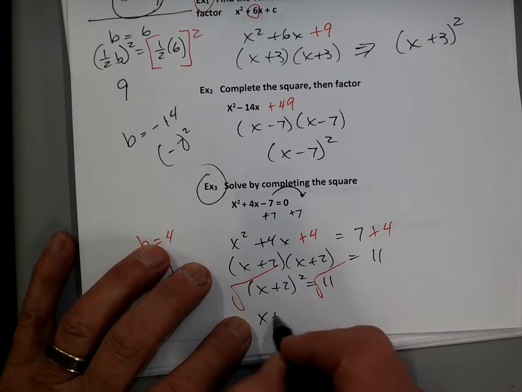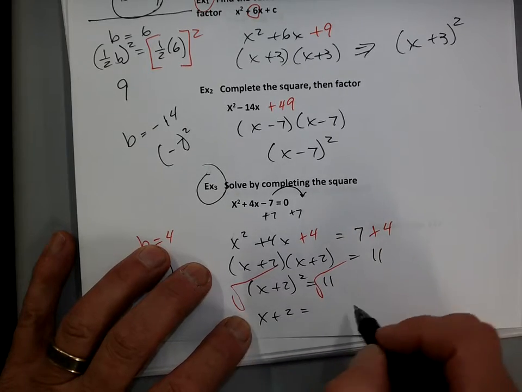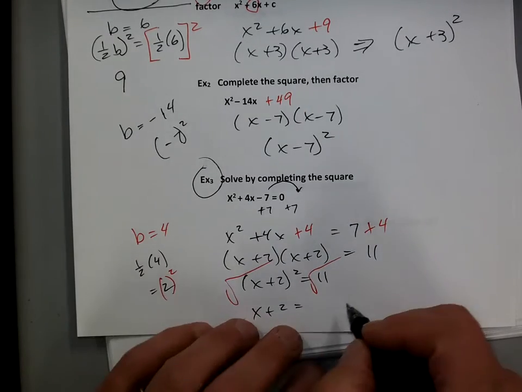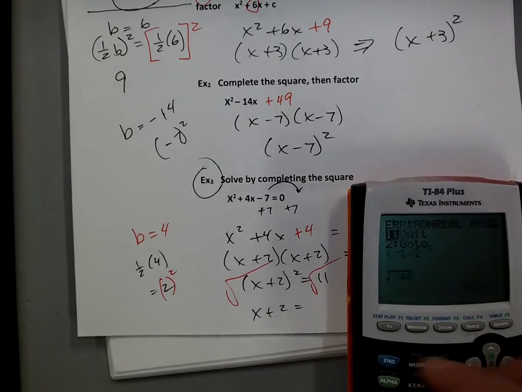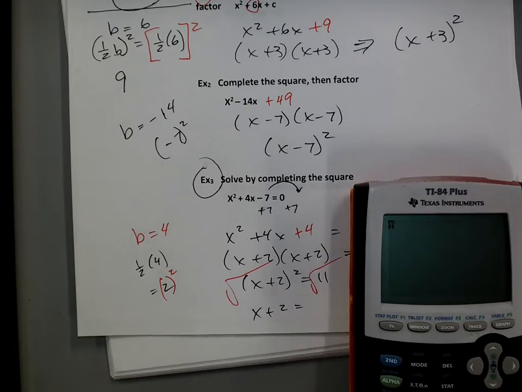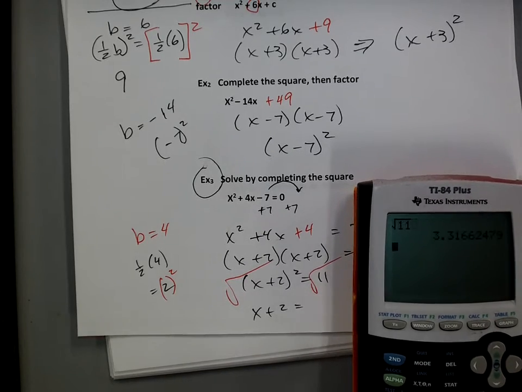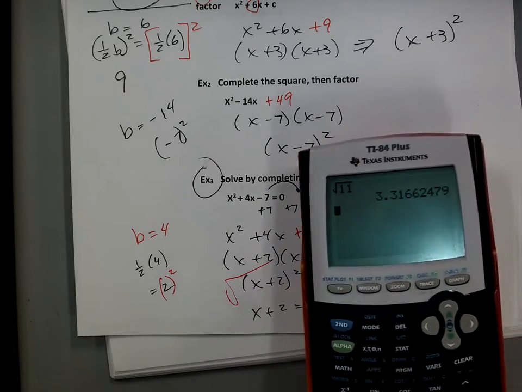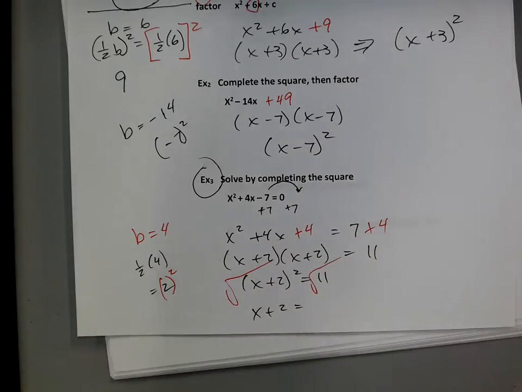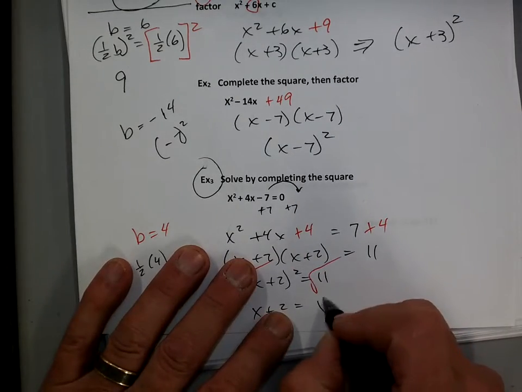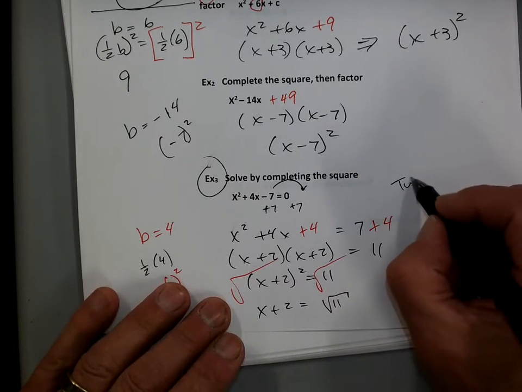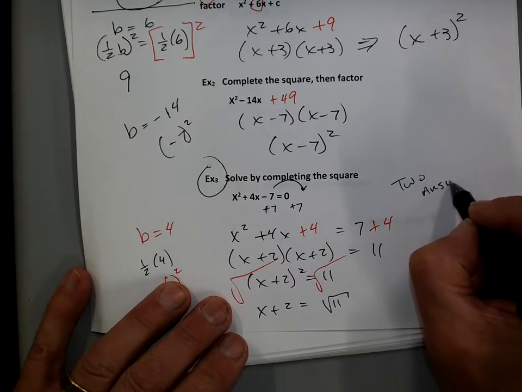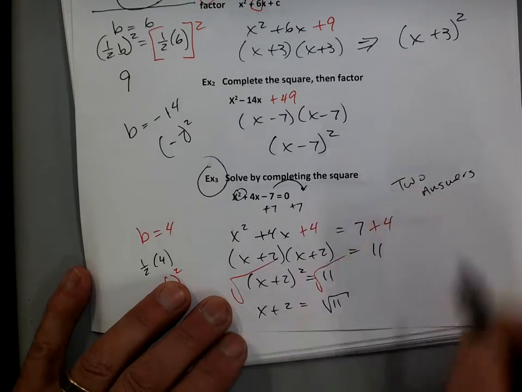Square root, okay? The square root cancels the squared. I'm left with x plus 2 equals, well, the square root of 11. I don't know what that is. Square root of 11 is an ugly, irrational number, so we're just going to leave it as the square root of 11. But there's 2 answers. Has to be 2 answers because of the square.